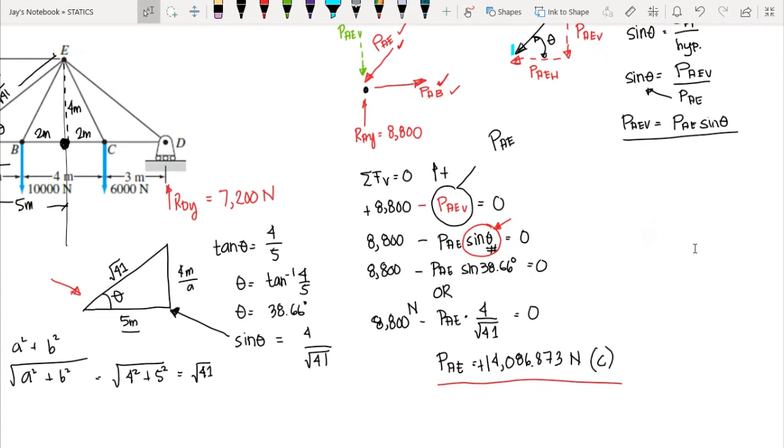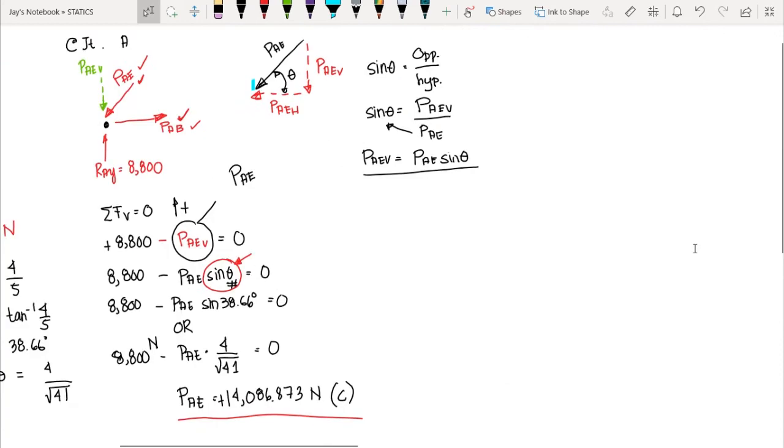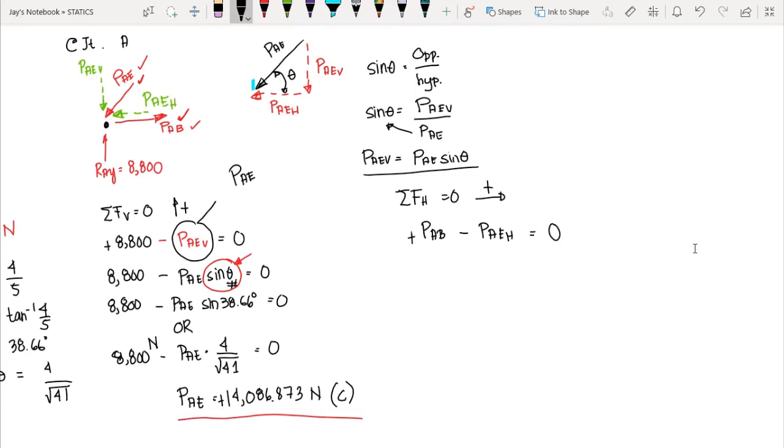Now, since we already have PAE, going back to joint A, we can use summation of forces horizontal is equal to 0. All the forces acting to the right are positive. So let's assume we have PAB. Again, look at joint A here, this force system. PAB is going to the right, so therefore we have positive. Now we also have the horizontal component of inclined force AE. Again, this component here is PAE horizontal, correct? And that is acting to the left direction. So therefore, that is negative, so minus PAE horizontal. And this equals 0 since we do not have horizontal load.